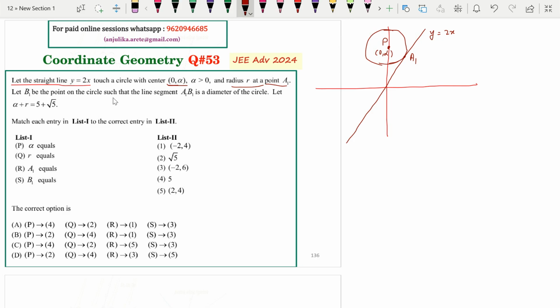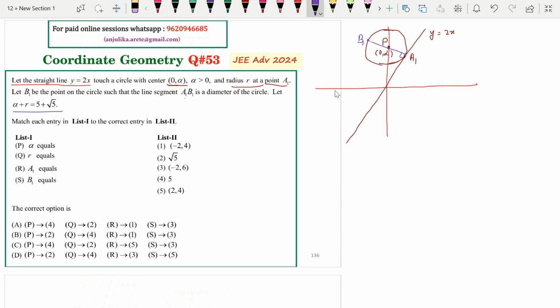Let's read next. Let B1 be the point on the circle such that the line segment A1 B1 is the diameter of the circle. So here A1 B1 is the diameter, you know that. Now what? A1 B1 is perpendicular to the line because it's a tangent, right? Radius vector is always 90 degrees here. Okay. Let alpha plus r be this. Then they're asking for alpha, r, A1, B1 and so on.